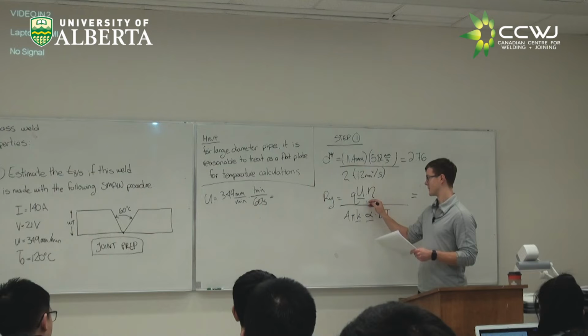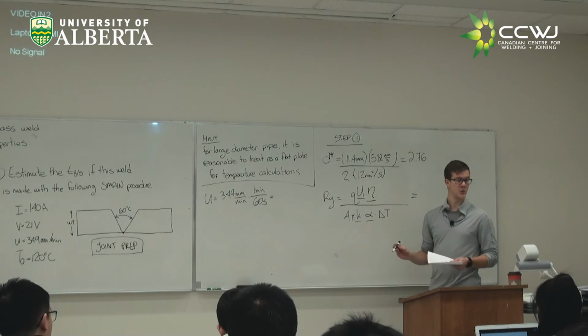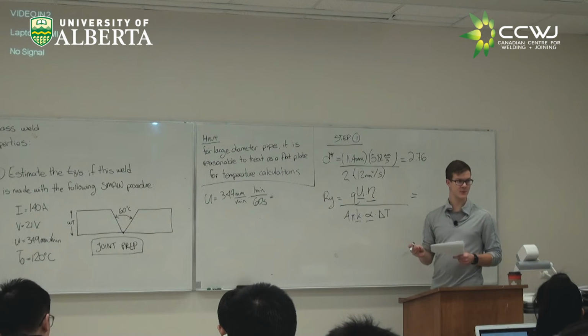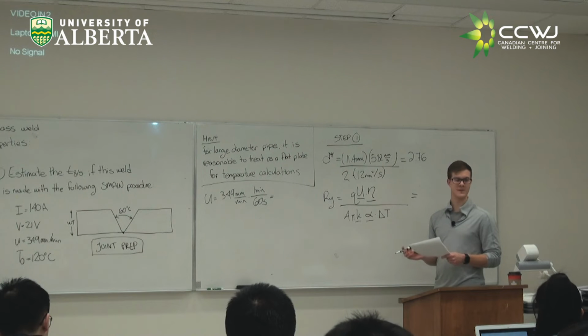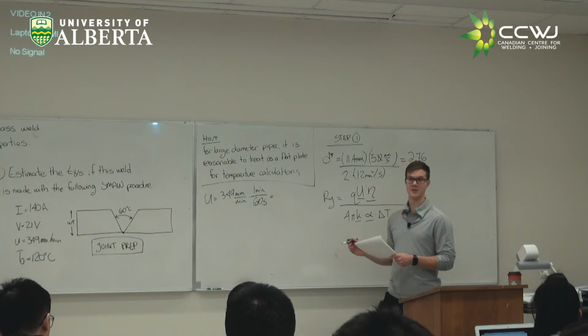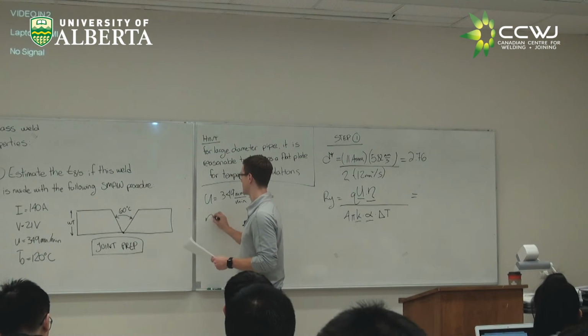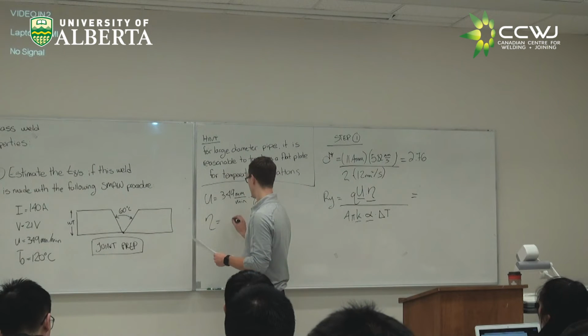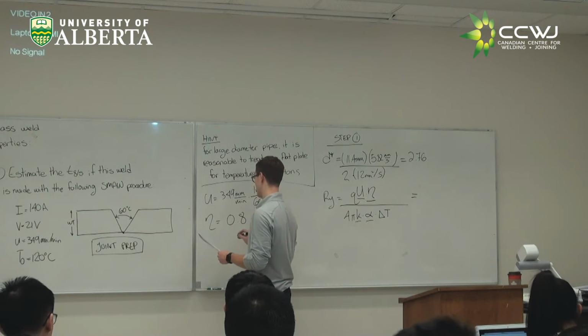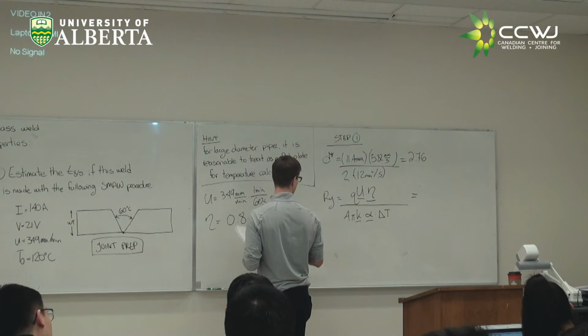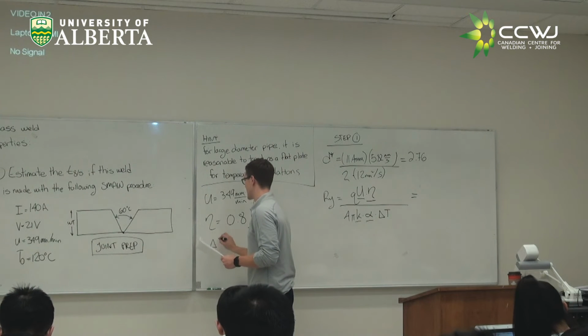Let's start with the easy one, eta. We're given that the procedure is an SMAW procedure. So does anyone have today's notes handy? What's our efficiency for SMAW? 0.8. Sounds good to me. Now, what about delta T?